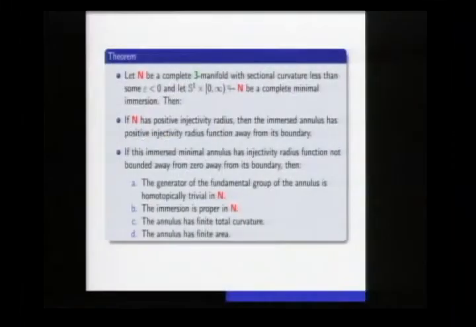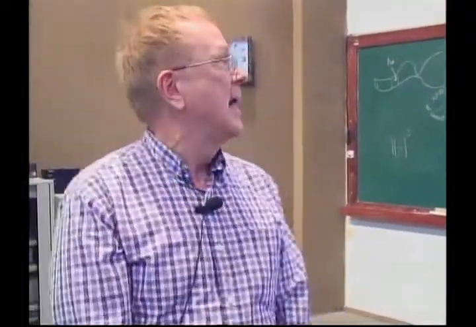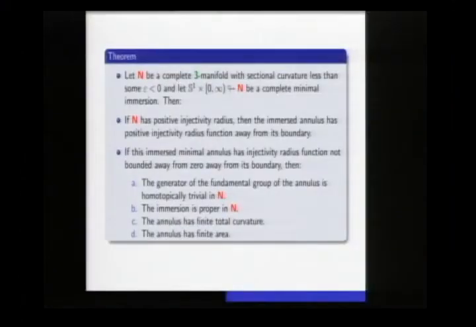OK. All right. And also you can see that the immersion's proper. Why is the immersion proper? So let's see if people can figure out why. Well, the property of having relatively big area, yes. B, yeah, it's a very simple question. Why do we have, what about A? Okay, how do we do A? Okay, so A is a consequence of the second statement there.